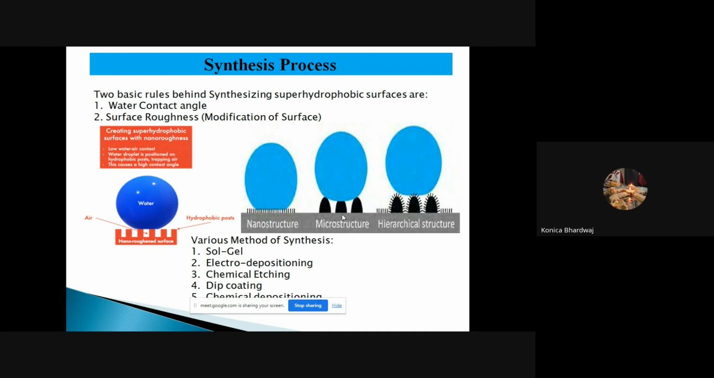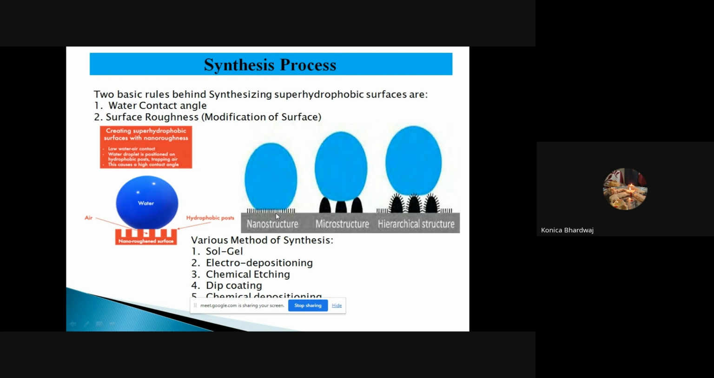the water contact angle, surface roughness, or we can call it modification of the surface. What we do is, in the nano roughness areas, the water contact with the surface should be minimized with the help of low surface energy materials, to diminish the adhesion between the surface. Here the picture shows how it works.